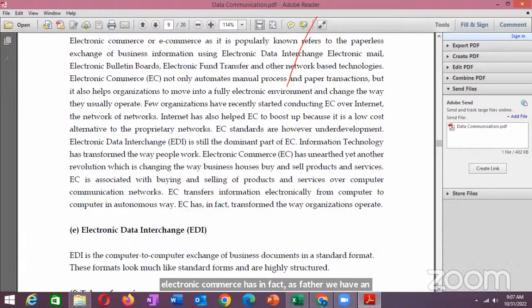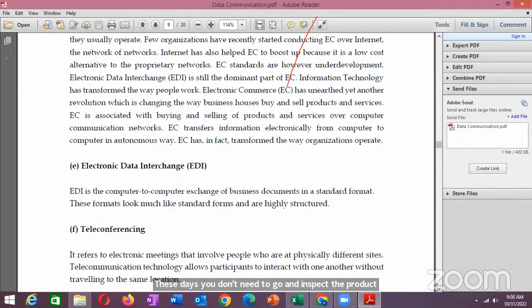With electronic commerce, right now you can buy and sell things. OLX is there. There are so many ways. Kuna, Jumia, we have Kilimall that you can also get. These days you don't need to go and inspect the product. I know most of you have bought things online, just from Facebook, you send and they send you.